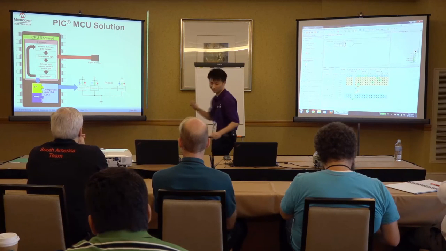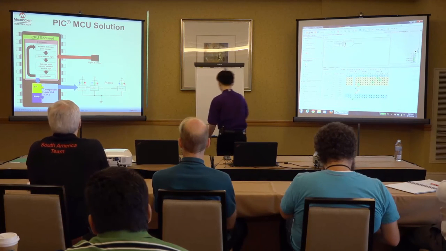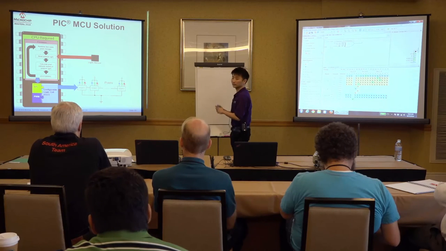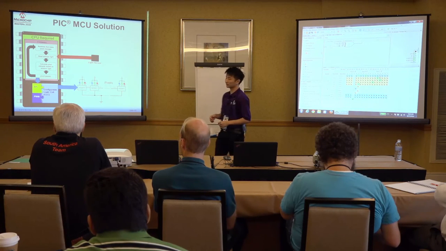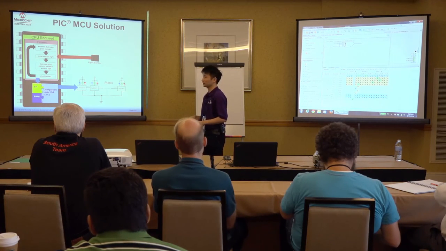So let me draw something. The first 8 bits is not passed through. Right. Is it correct? That makes sense. So the last guy only sees the last 8 bits. He doesn't see any of the bits before that. Right. And the second guy only sees everything after the first 8 bits.